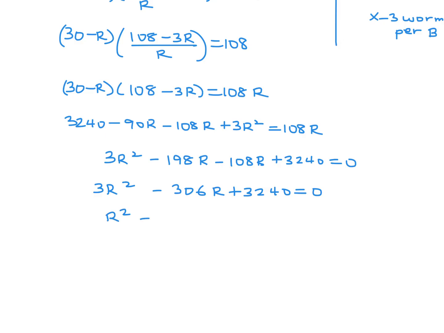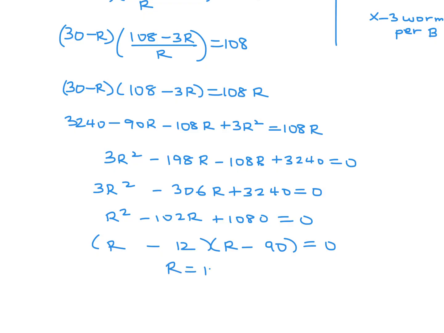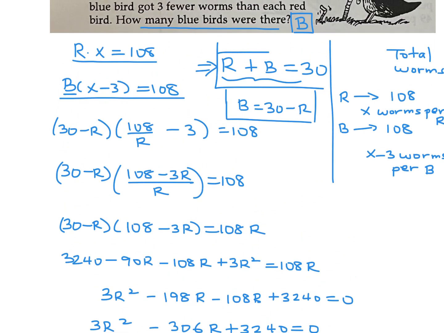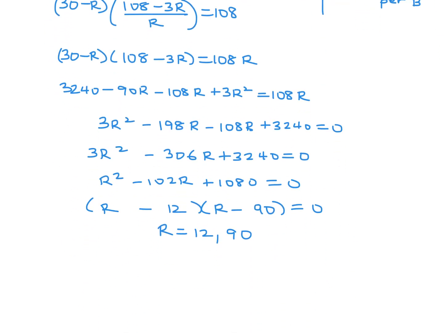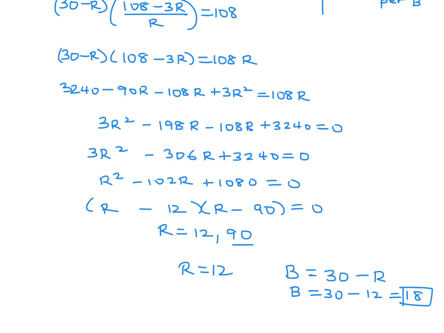So we got R squared minus 102R plus 1080, and then hopefully this factors, so I don't have to do a quadratic. R, 12 and 90. That'll do it. So R is either 12 or it's 90. Now, if we go back, the total number of birds is 30. So the red birds and the blue birds total equal 30. So R could not be 90. So R is most likely 12. And therefore B, which is 30 minus R, would be 30 minus 12, which is 18. 18 is the answer to that question.